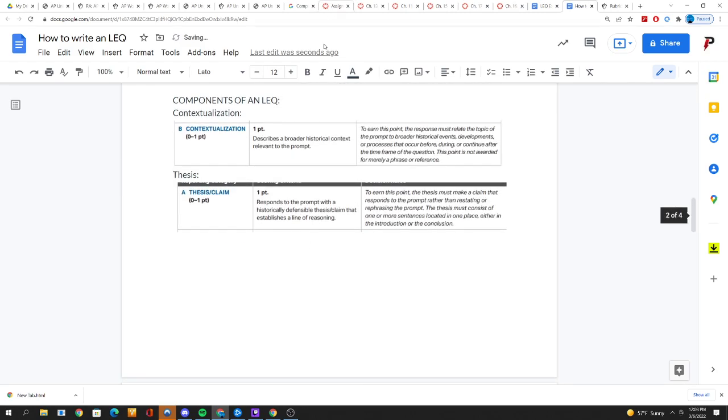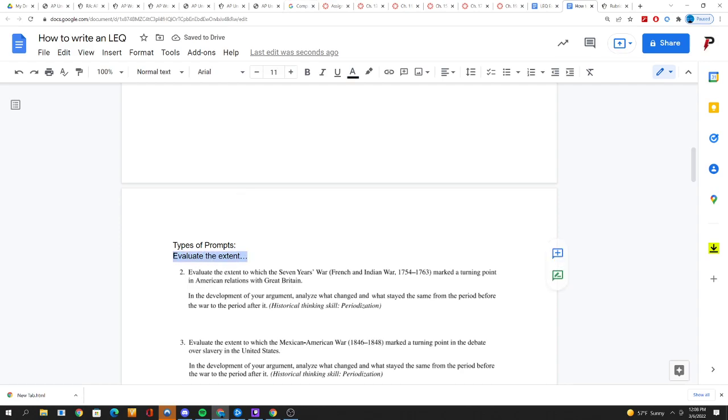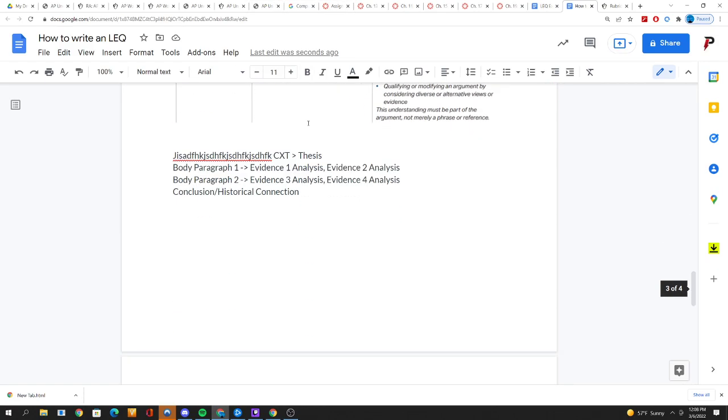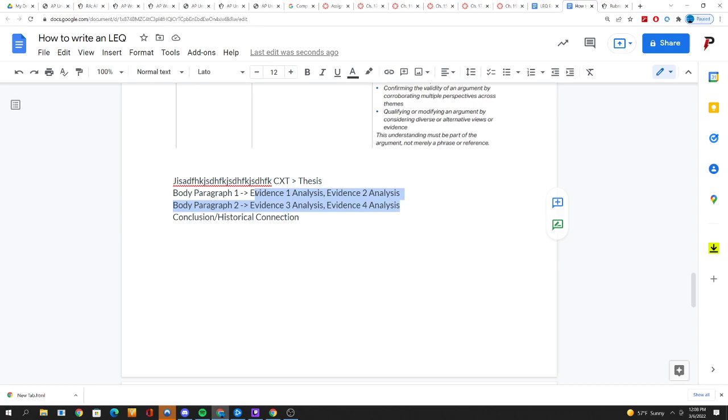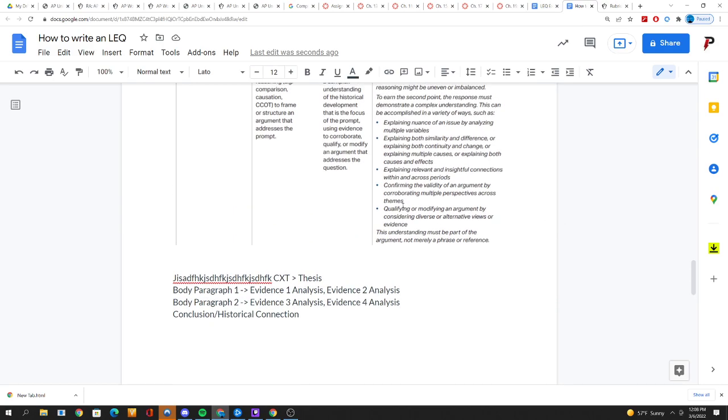Now, one more thing I'd like to make clear with these evaluate the extent prompts when it comes to the structure of these things: they don't always have to be two topics. Like, if it asks you about the Mexican-American War with regards to slavery, like in the third prompt, you don't only have to say that it was the Mexican-American War and something else.